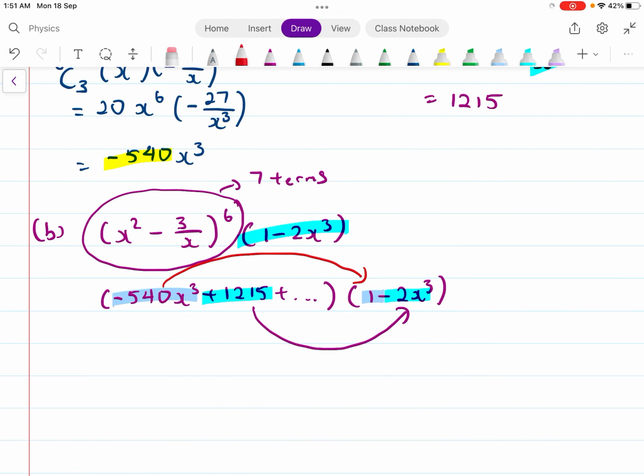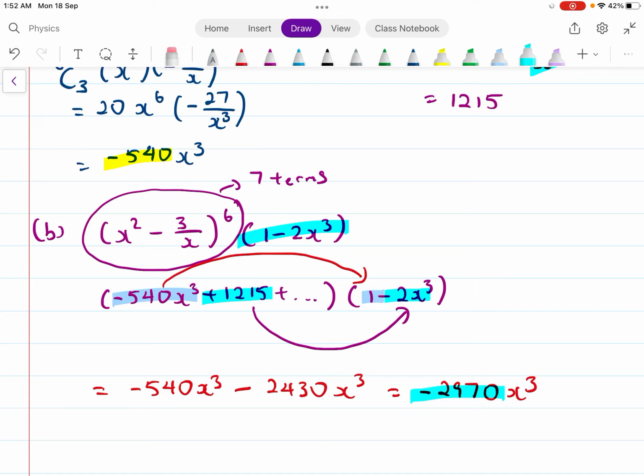So for the first rainbow is equal to negative 540 x cubed. The second term is 1215 times negative 2x cubed. So it's about negative 2430 x cubed. Then just equate, so negative 540 minus 2430. So it's roughly negative 2970 x cubed. So the coefficient of the x cubed term in the expansion will be this. So I hope this clears up the question.